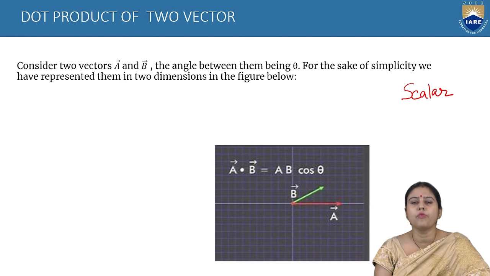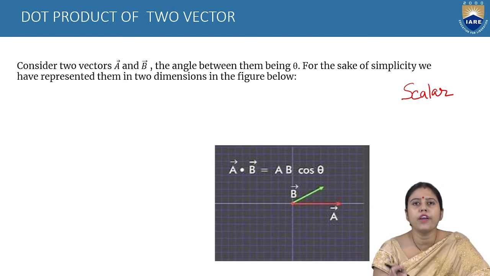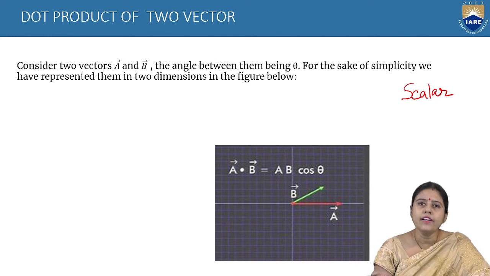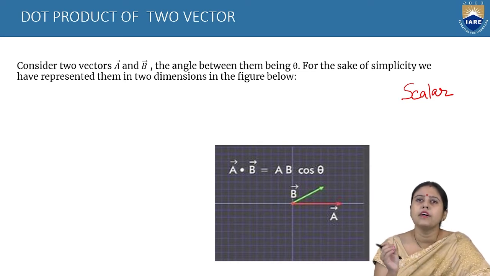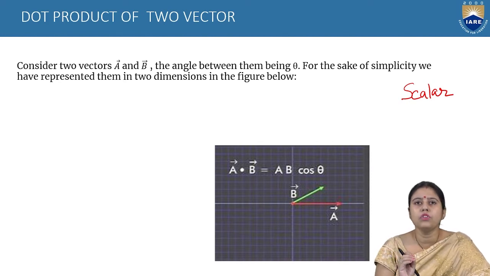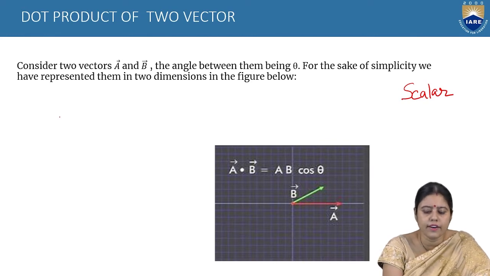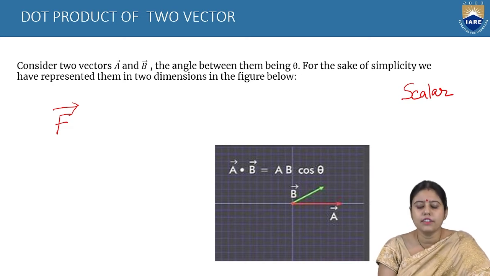What is the meaning of work done? If we give some force to something and it has a certain displacement, this is the work done. So mathematically we can write force. Force has a certain direction. It is a vector quantity.